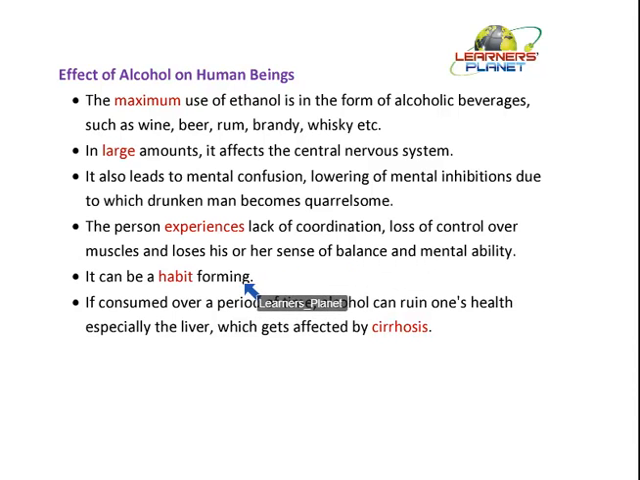It can be a habit forming drug also. It can be habit forming, so one can become addicted to it easily. If consumed over a period of time, alcohol can ruin one's health, especially the liver, which gets affected by cirrhosis.